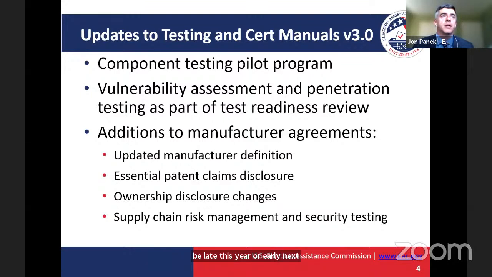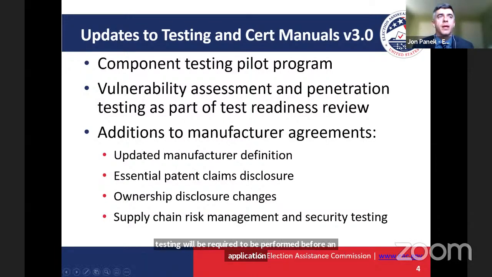Major updates are the component testing pilot program. This is being introduced to facilitate certification of components outside of a full system certification. Vulnerability assessment and penetration testing will be required to be performed before an application for certification of a voting system is approved. This process should effectively mitigate the number of security vulnerabilities in voting systems, as it forces them to be addressed at the front end of all EAC test campaigns.